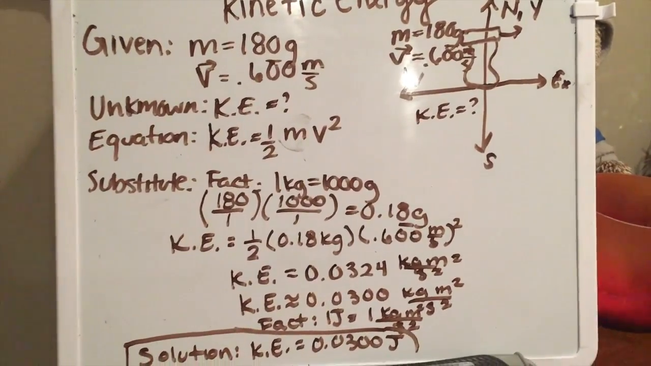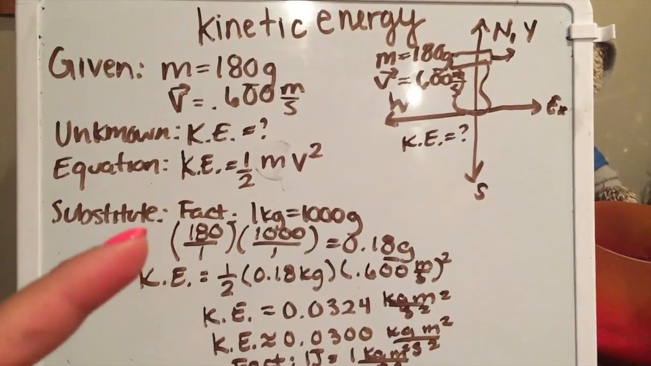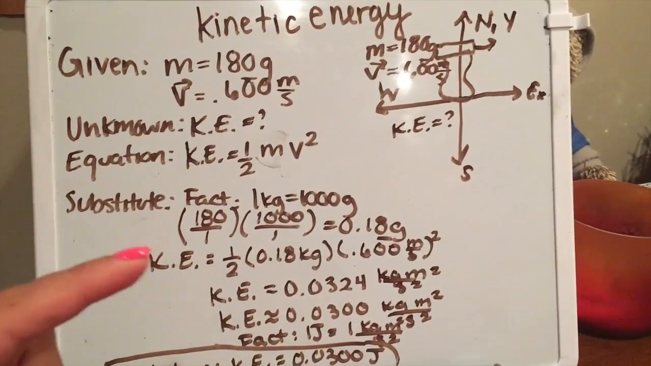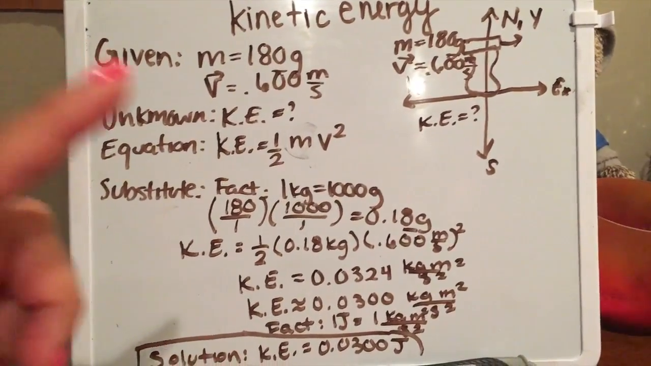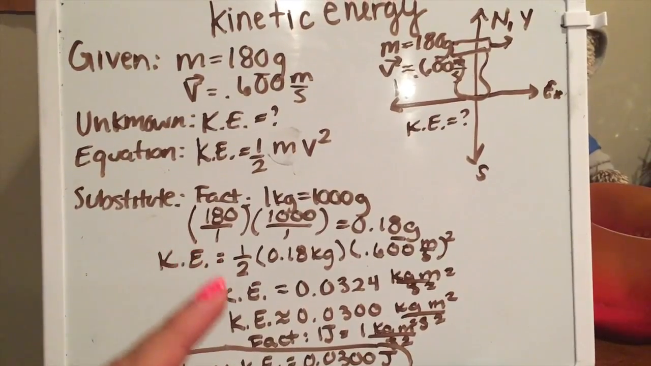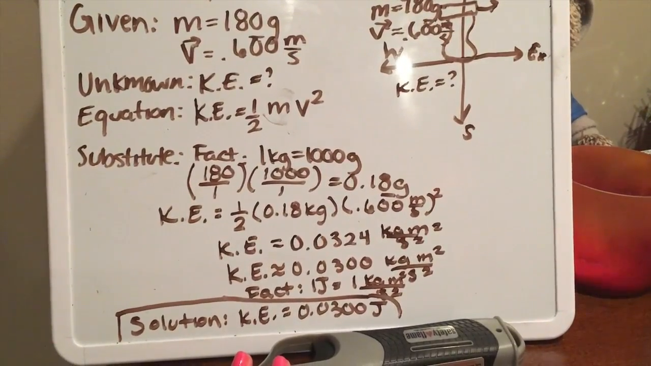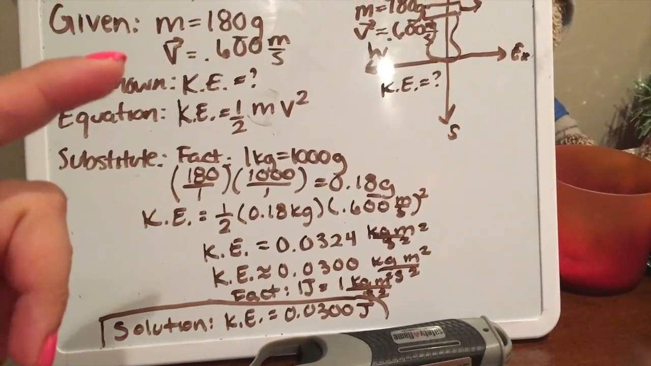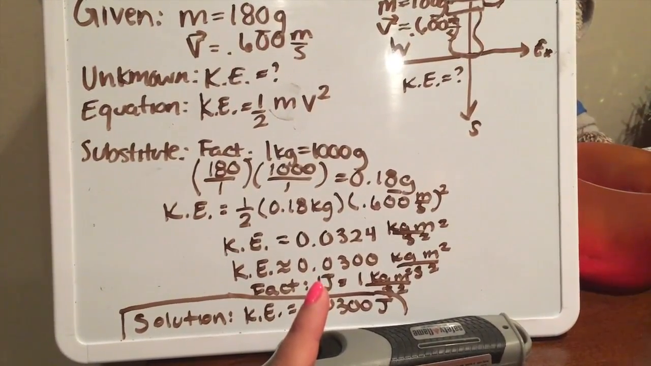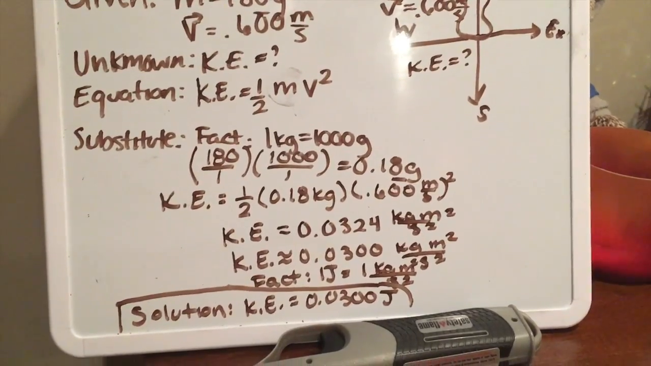For the substitution, we're going to change our grams to kilograms, and with that, we're going to divide 180 by 1,000. We get 0.18 kilograms. So we plug that new number into the kinetic energy equation and we get 0.0324 kilogram meters squared divided by second squared. Since we only have to have one sig fig, we rounded it off to 0.0300 kilograms times meters squared divided by second squared.